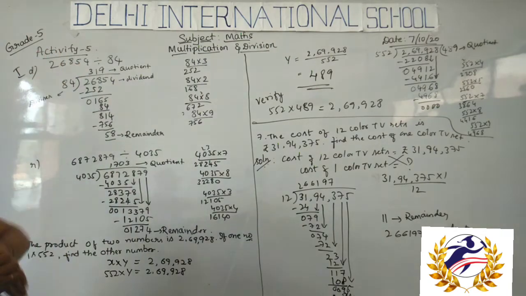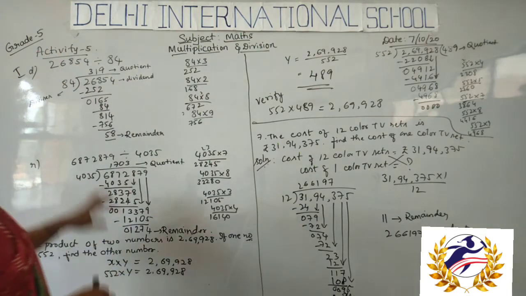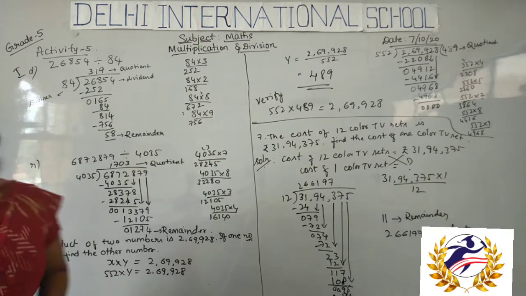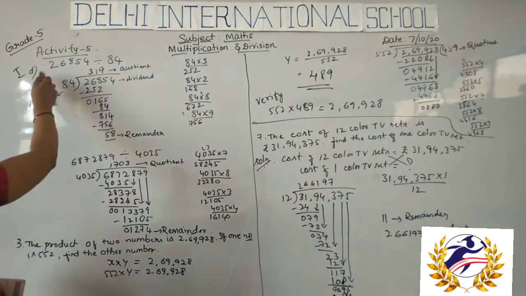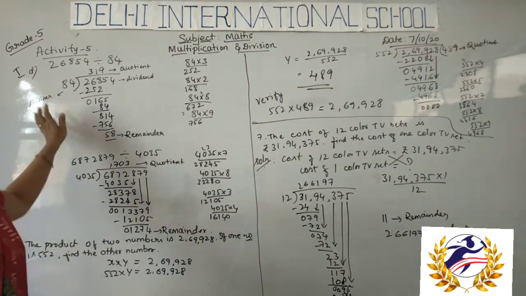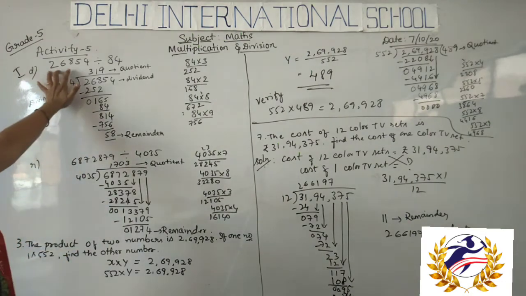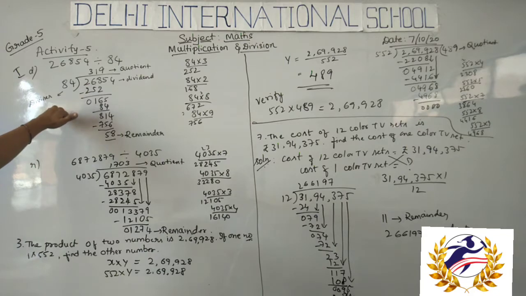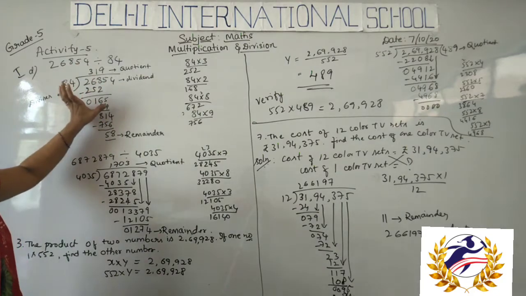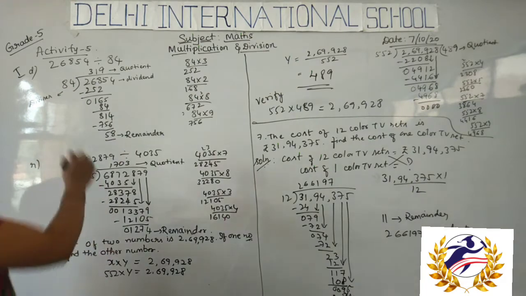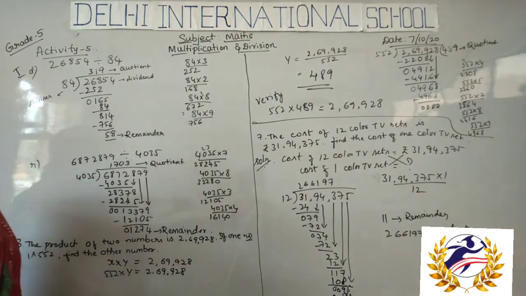So that is activity 5. Today we will start with activity 5. In activity 5, I took the first main, fourth problem. It is a long number division. 84 is the divisor and 26,854 is the dividend. Here we have to divide this, so we have to write the 84 tables in the rough table.